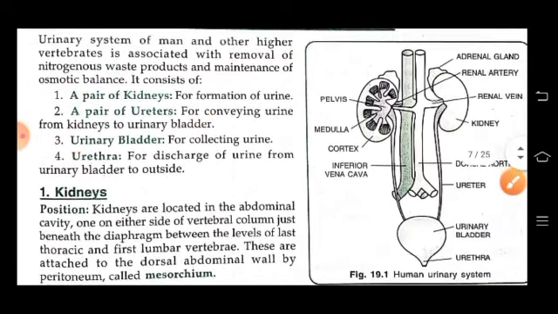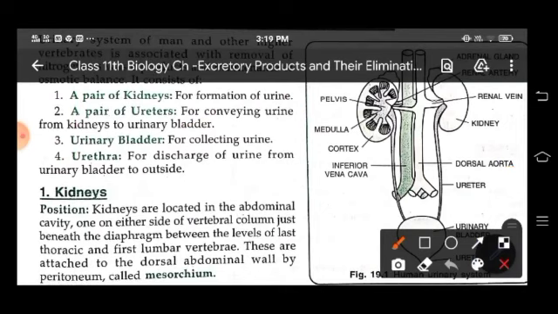Now kidneys, children, are located in the abdominal cavity, one on either side of the vertebral column, just beneath the diaphragm between the levels of the last thoracic and first lumbar vertebrae. They are attached to the dorsal abdominal wall by peritoneum, which is known as mesorchium.